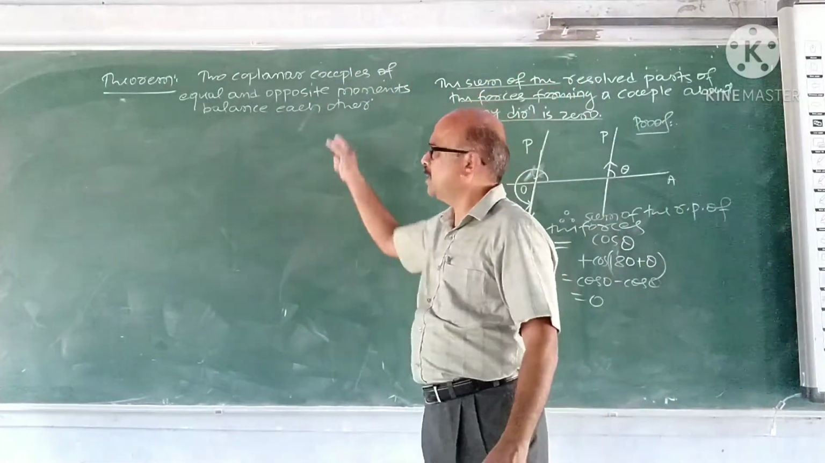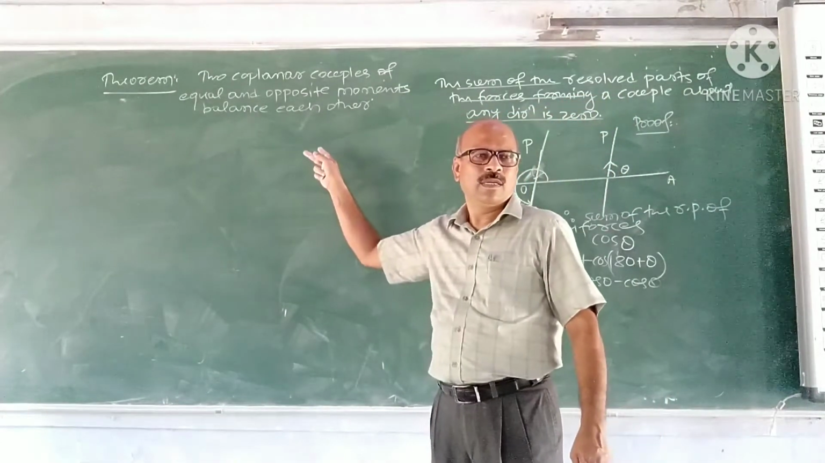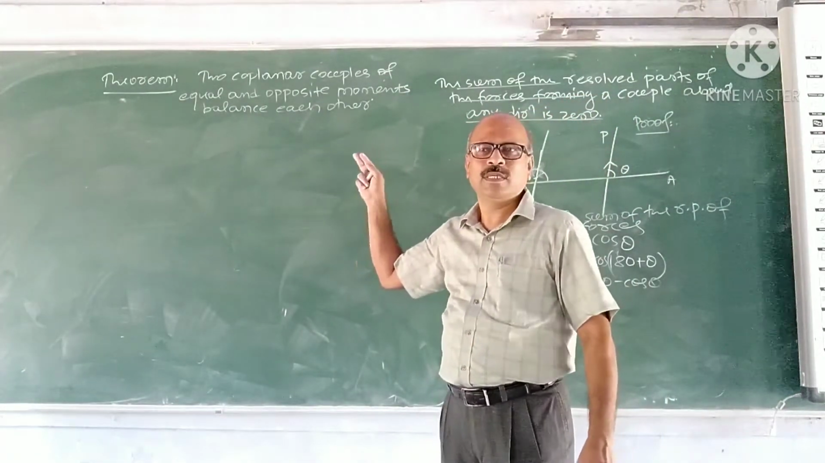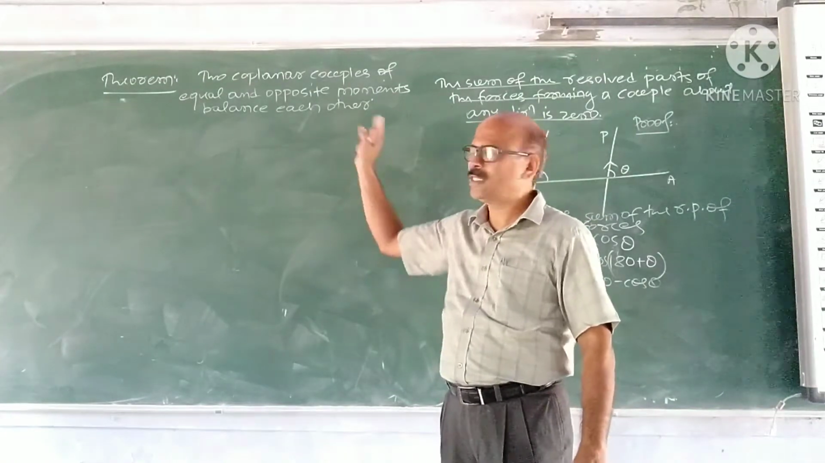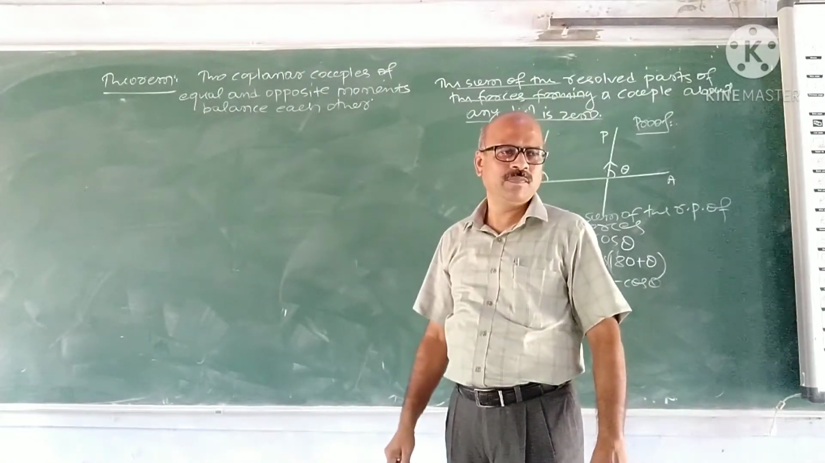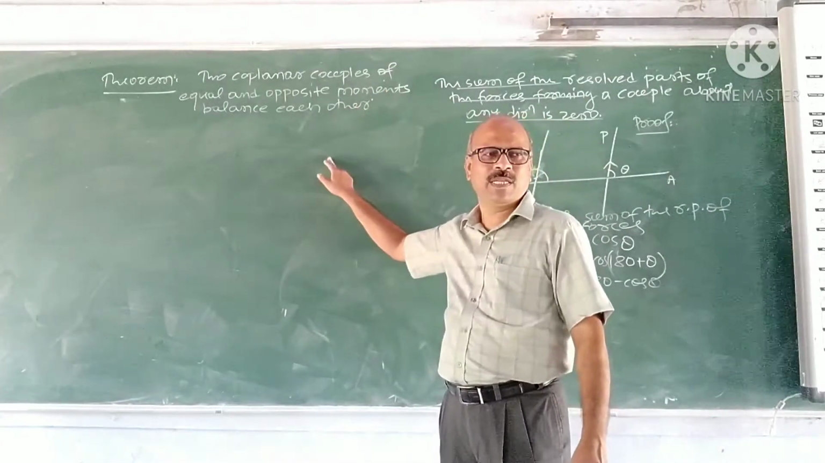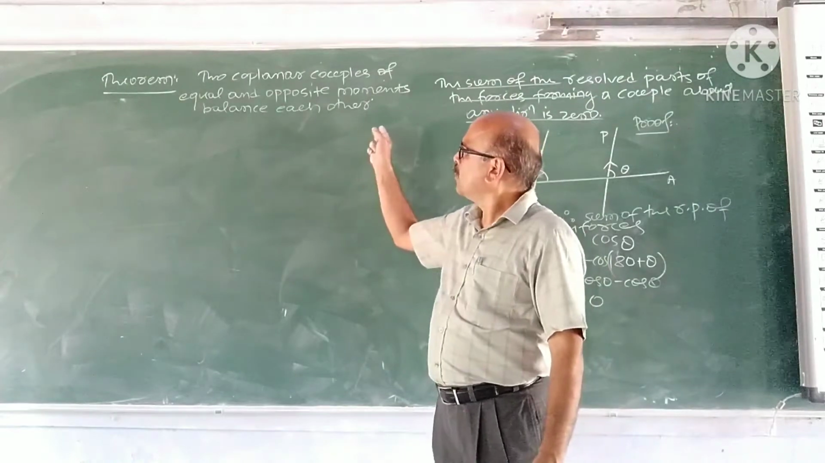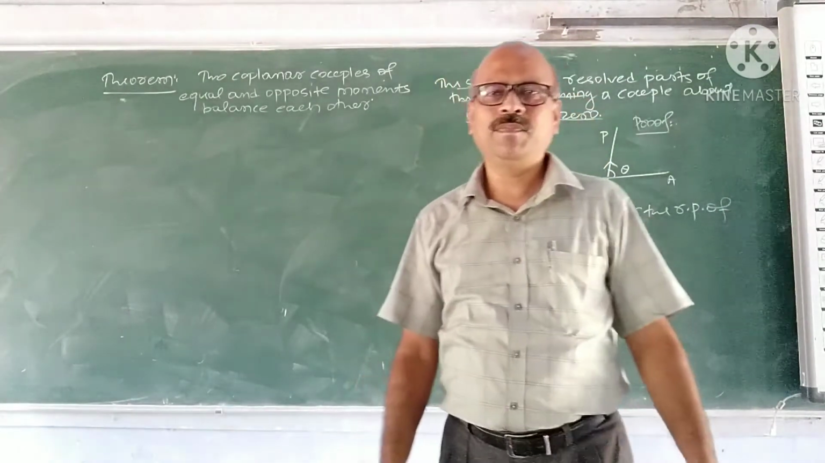So always we focus only on the mathematical concept here. Physical significance, we are not studying here. What is the physical meaning of this? Two coplanar couples lying in the same plane, of equal and opposite moments, balance each other. What is the example for a couple?